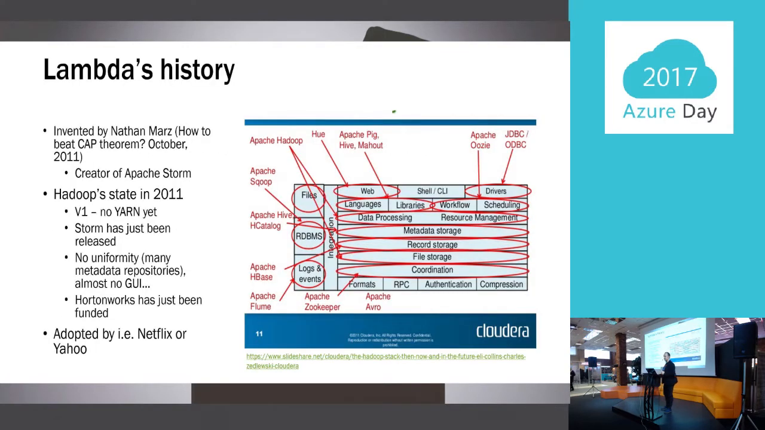So let's get started. Lambda history is basically not a new one. It actually all started in 2011, so 6 years ago. It was invented, or formally described, by a guy called Nathan Marz. He's actually quite famous because he's also the creator of the Apache Storm project.